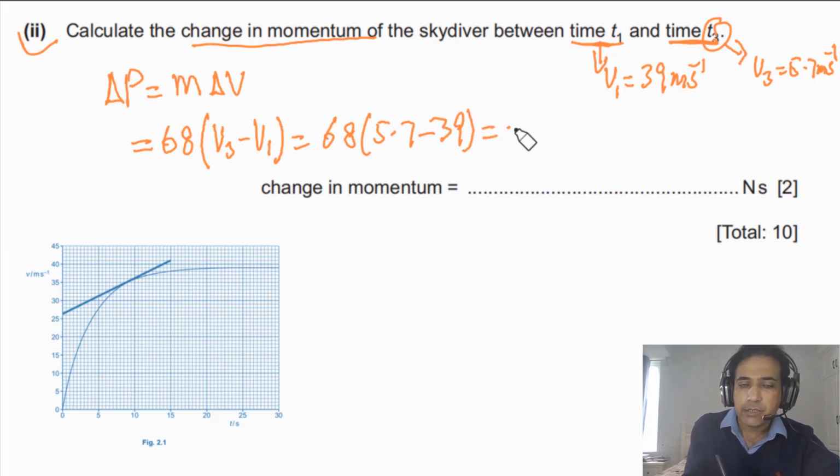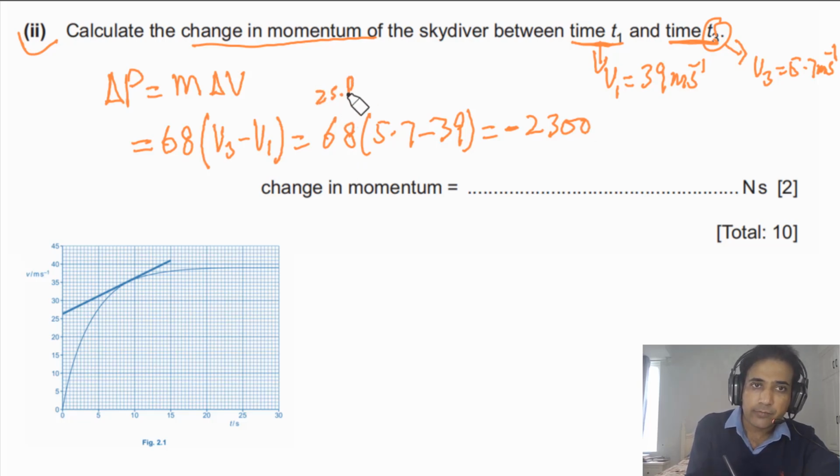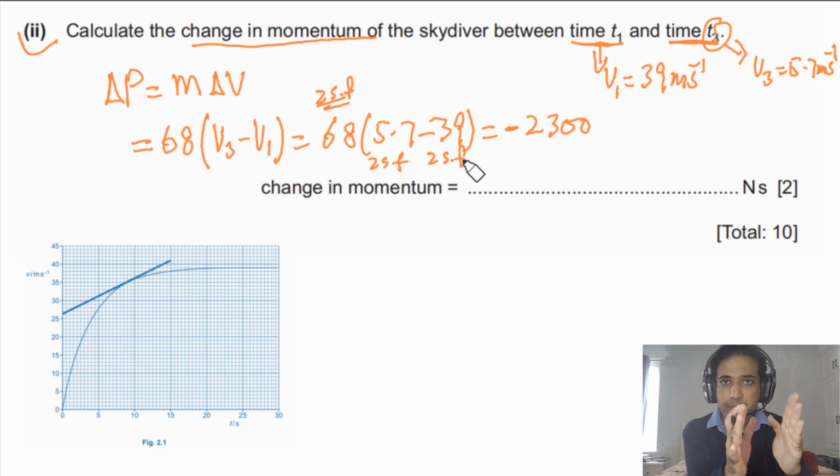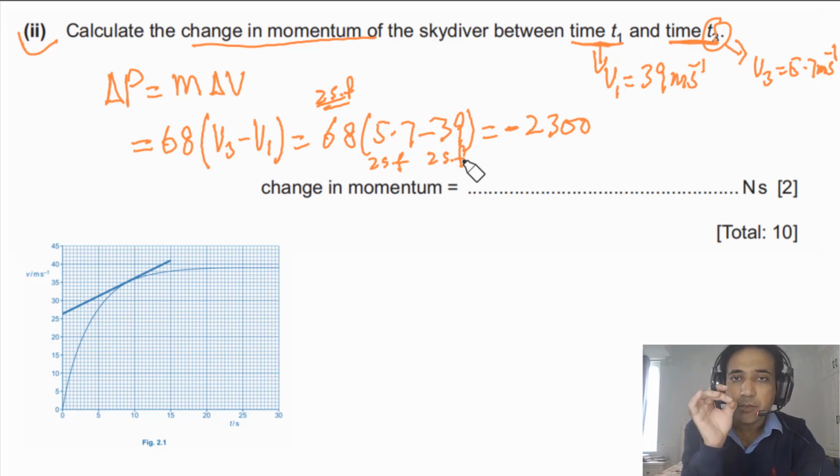So in this case our answer will be negative, so we will get negative 2300 up to 2 SF. You have to use 2 SF because the given data, this has 2 SF, this has 2 SF, and this also has 2 SF. So our final answer also should have 2 SF. In the answer we follow the least number of SF in given data. As in this case we have 2 SF, our answer also must have 2 SF.